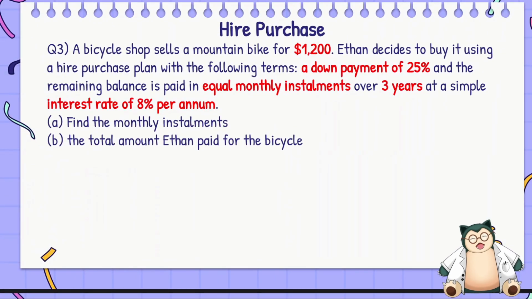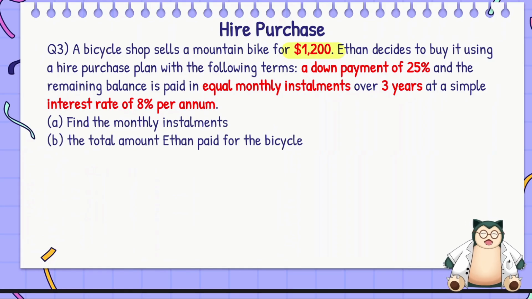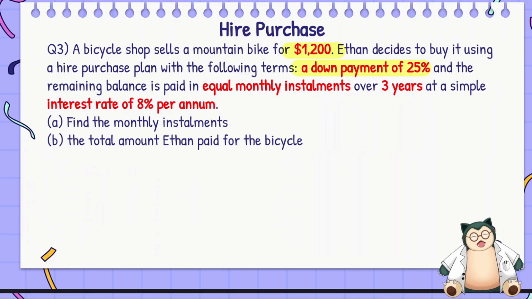So a bicycle shop sells a mountain bike for $1,200. Ethan decided to buy it using a hire purchase plan with a down payment of 25% and paid in equal installments over 3 years at a simple interest rate of 8% per annum. So first thing, they ask you to find the monthly installment.